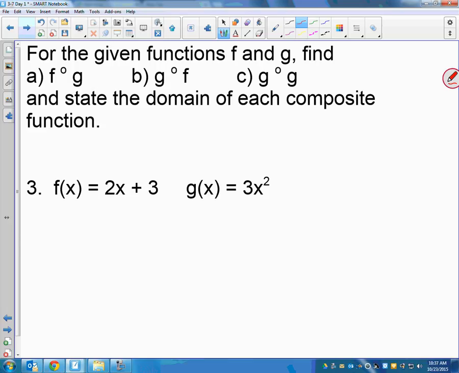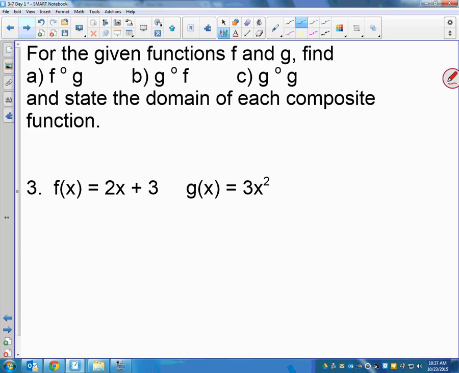For the given functions f and g, find f of g, g of f, and g of g, and state the domain of each composite function. Here's what's great about domain of composite functions. What's the domain of 2x plus 3? What's the domain of 3x squared? So when we do the compositions, the domains are still going to be all real numbers. Nothing's going to change there. If the original domains are not all real numbers, that's when you have to really think about what's the new domain, which basically just means you have to take into consideration the original domains as well.